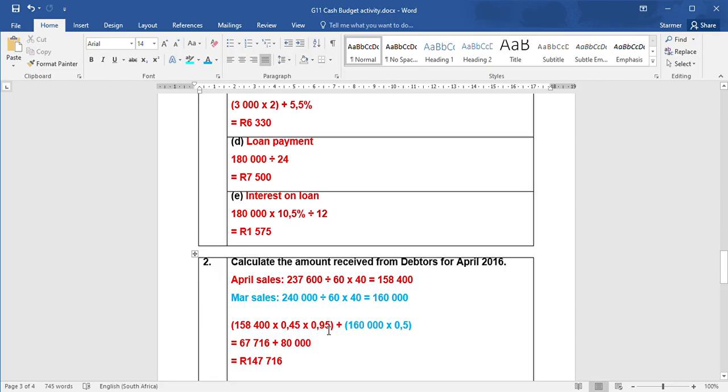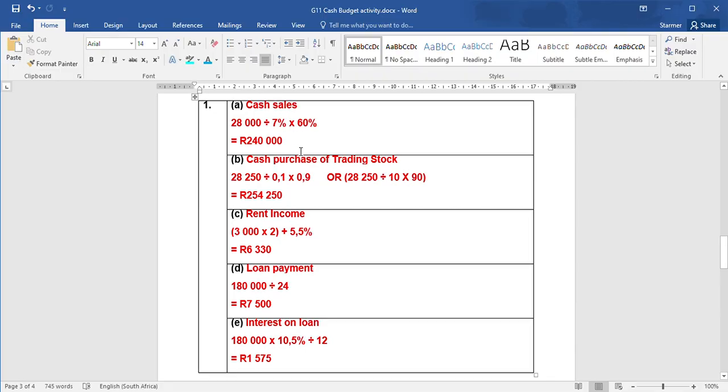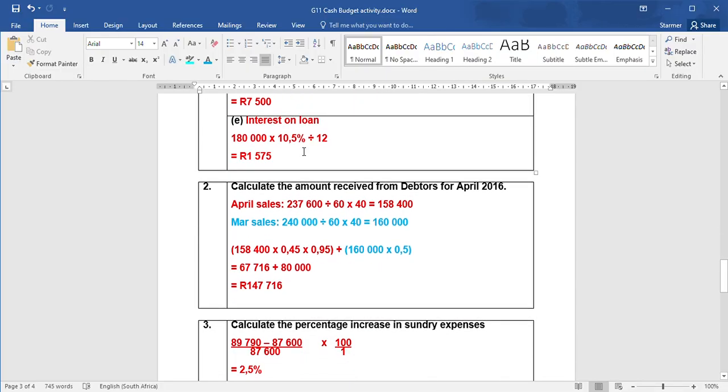In terms of March sales, we worked out March sales over here. The cash sales of it was 240,000. So once again, you take the 240 divided by 60 times the 40% you want, gives you 160,000, and half or 50% of those debtors are going to pay you back, which gives you 80,000, and you add it to the one from April as well.